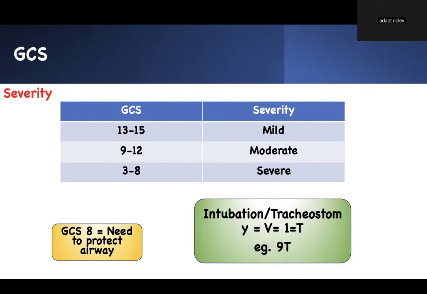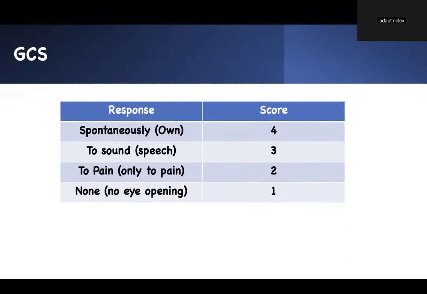These are concepts I want you to know, and that will make GCS easy. When you see a question, it's easy to calculate. Now, we are going to tackle each one of them. What is E? E, the total is 4.